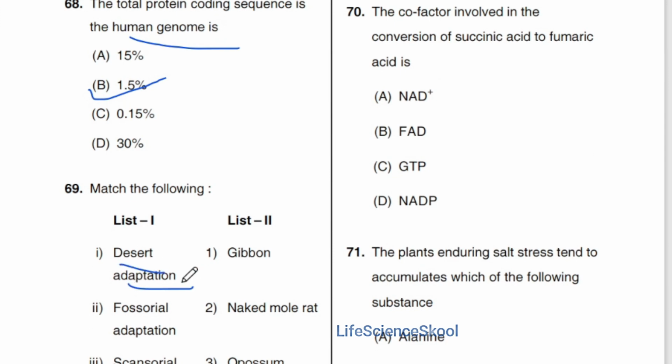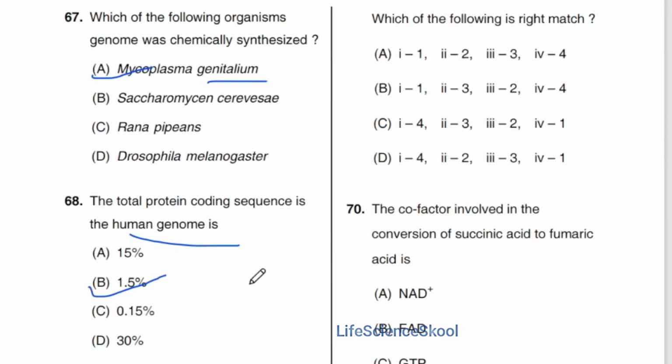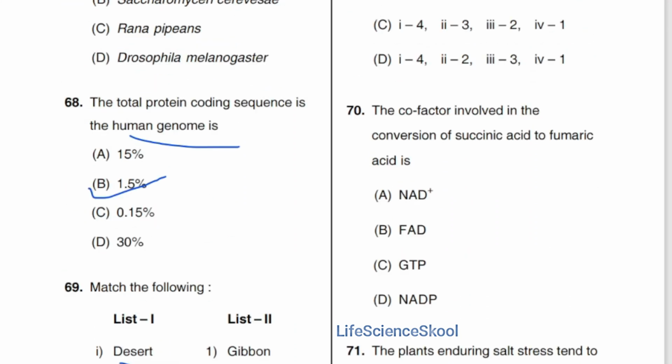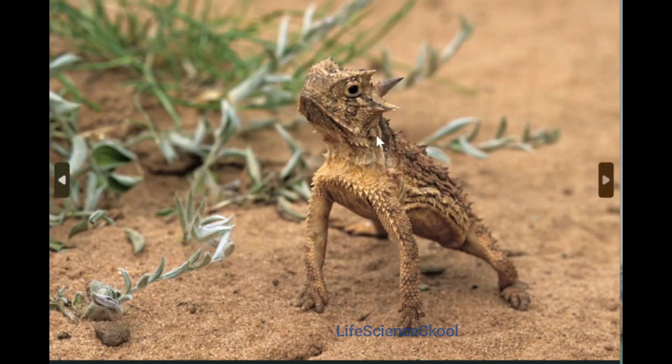Desert adaptation. So which animal is adapted for the desert here? Here, for desert adaptation, horned toad. To help you understand, I will display a picture here. You can see this is your horned toad, actually adapted for the desert. So the first option here, the fourth one, is correct.